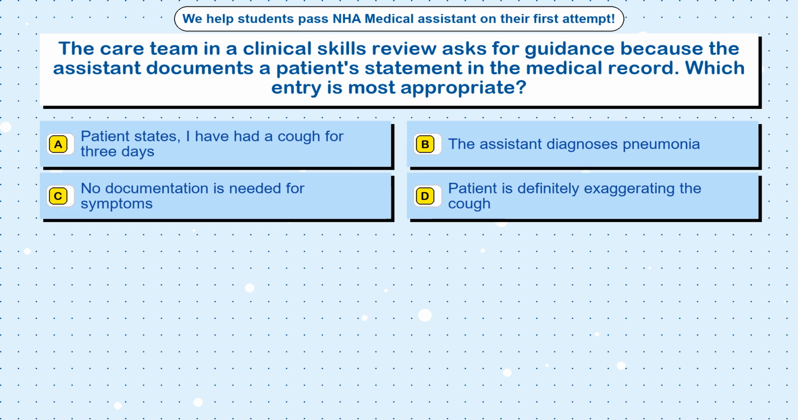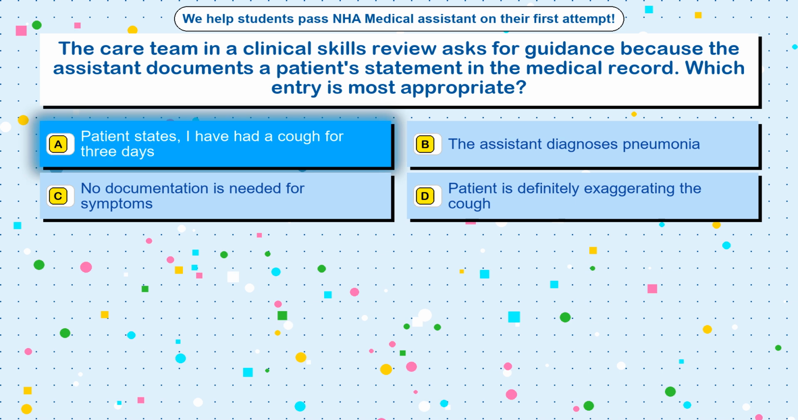Question 90. The care team in a clinical skills review asks for guidance because the assistant documents a patient's statement in the medical record. Which entry is most appropriate? Option A. Patient states, I have had a cough for 3 days. Option B. The assistant diagnoses pneumonia. Option C. No documentation is needed for symptoms. Option D. Patient is definitely exaggerating the cough.